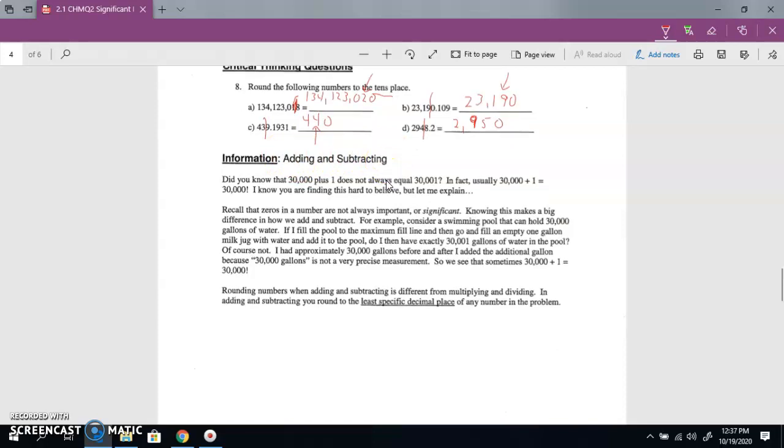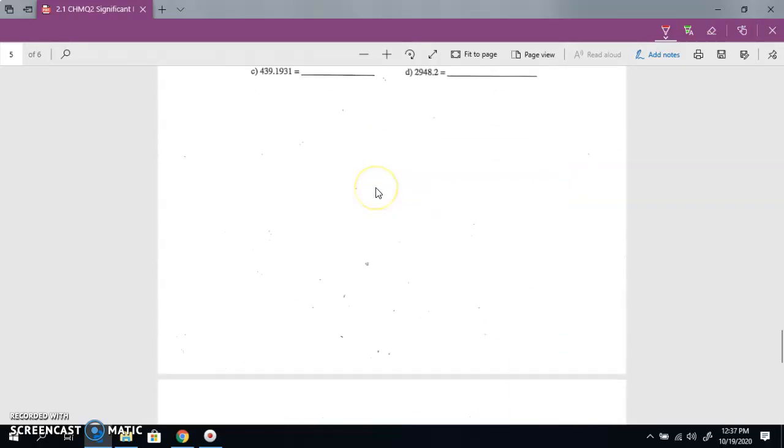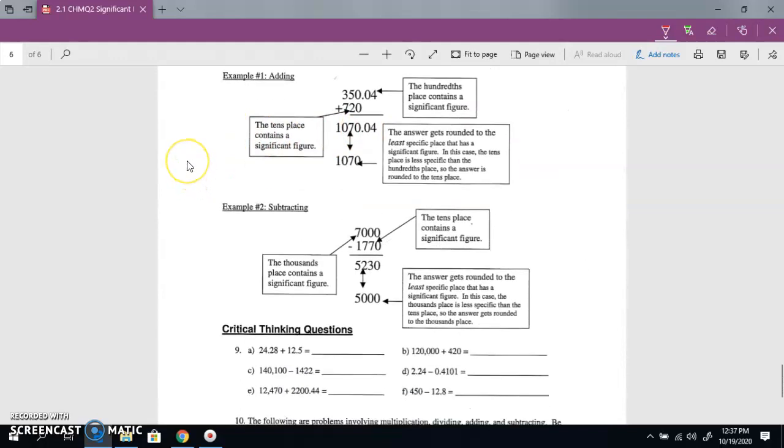Here's the method that we use in addition and subtraction problems for rounding to the correct number of significant figures. What we need to do is line up the placeholder values. Can you spot that we've got a 0, as in 350.04, and this 0 is in the ones place, just like this 0 is also in the ones place? So we've lined up the ones place, the digits in the tens place, and the digits in the hundreds place.